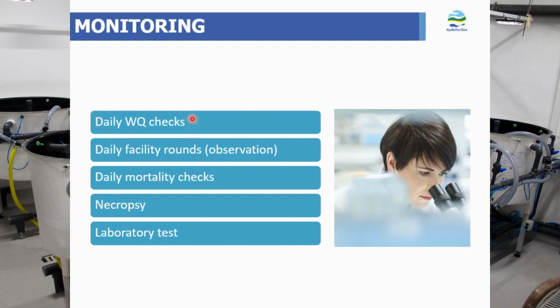Here we have a list of the monitoring that we do in our facility: daily water quality checks, and daily facility rounds, so we observe fish behavior daily, three times a day. Then mortality checks: if in any of the systems there are mortalities, we observe them, describe them superficially, and record. If we don't find any specific cause of mortality by checking the fish on the surface, we continue with necropsy and laboratory tests.